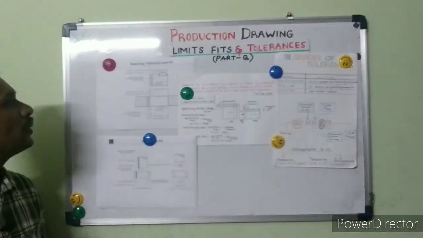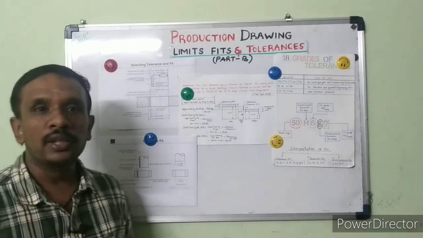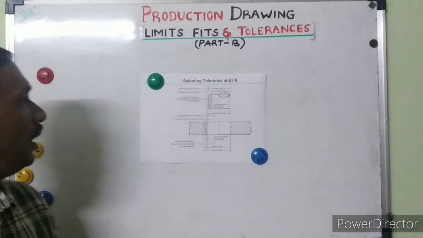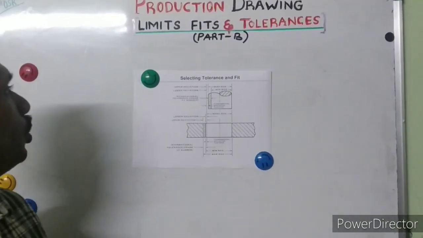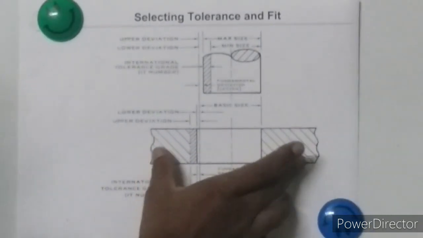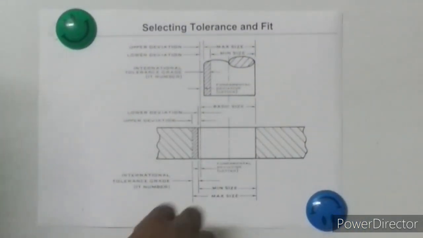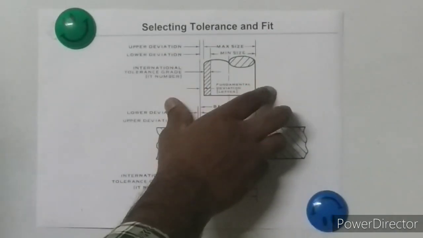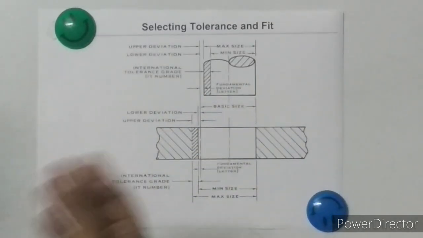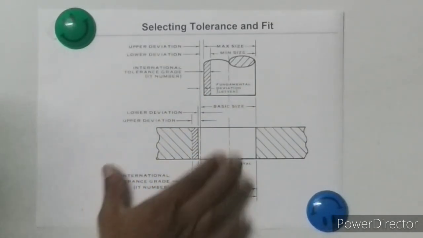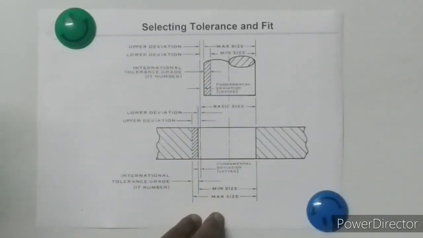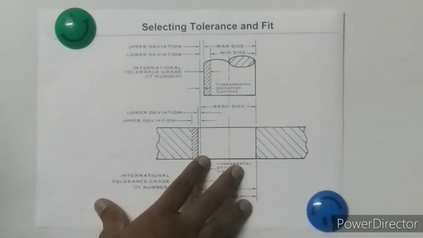So let us see now the limits, fits and tolerance basic introduction. Let me focus on this. This represents the hole, and this represents the shaft. So what is the hole? Any internal dimension is called a hole. Any external dimension is called a shaft. Let me see in detail what it is: what is the basic size, what are the upper deviation and the lower deviation, then what is the minimum size or the maximum size. That is what we are going to learn.